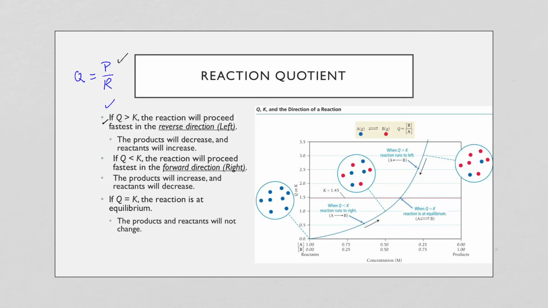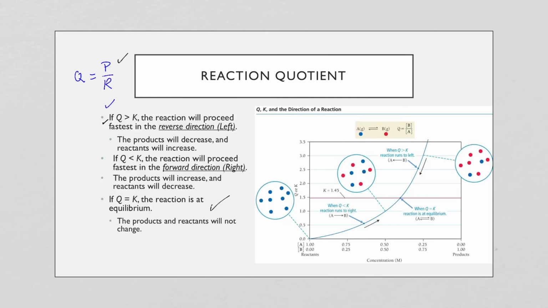Now, in the opposite scenario, if Q is less than K, then the reaction will proceed toward the products because we need to make Q bigger in order to match K. And the way we make Q bigger is to make the top, the products, bigger, and the bottom, the reactants, smaller. That's going to make our ratio larger, and it's going to move Q toward K. So the reaction is going to proceed to the right. And of course, if you solve for Q and it equals K, it just means you were already at equilibrium.